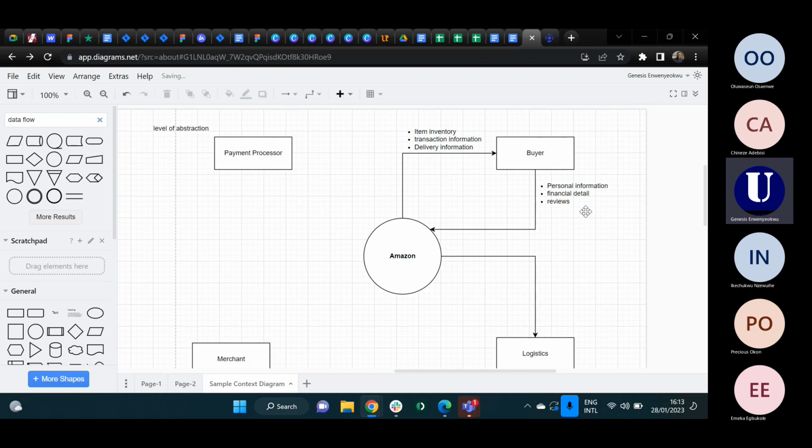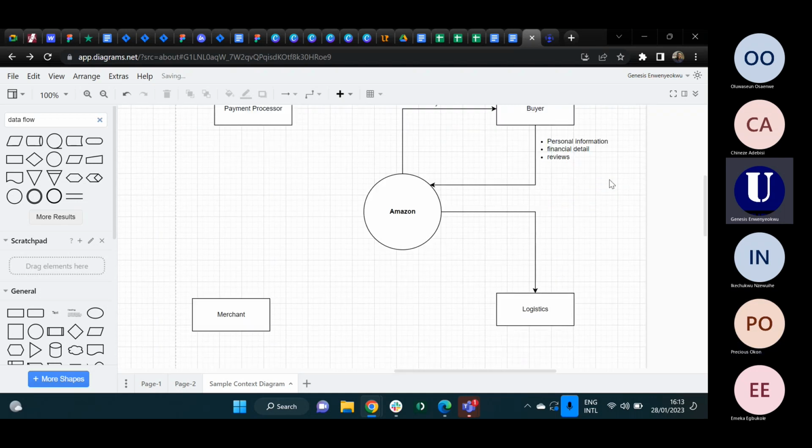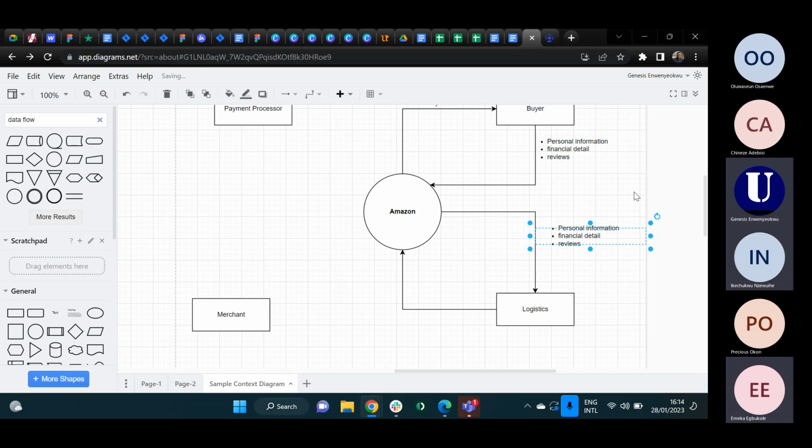Yeah, good. So now let's do the logistics, or should I say the delivery. I'll allow you guys to give me the suggestions. What kind of information would Amazon be sending to the logistics entity? Who can give me an idea? I need suggestions now.